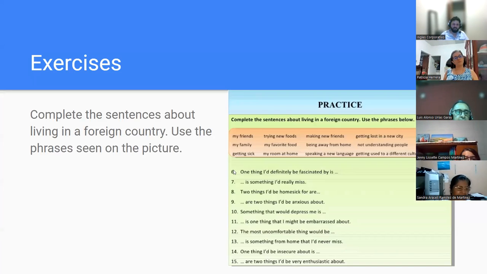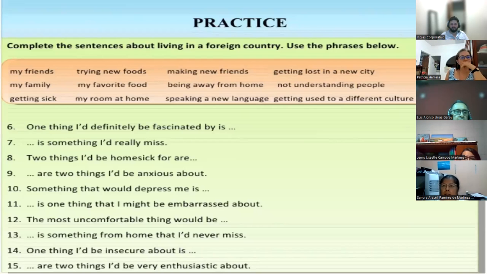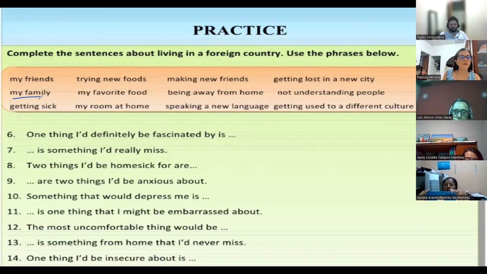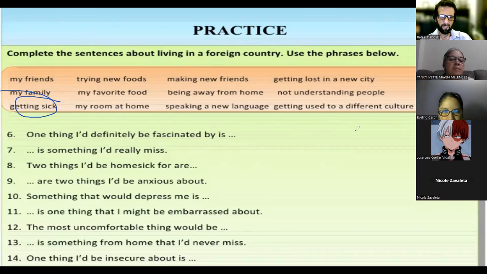All right, guys. So before we get started with non-defining relative clauses, okay, I have some exercises for you from the relative clauses topic. I want you guys to fill out the next information with the right option, okay? For example, one thing I'd definitely be fascinated by is, and then you choose: my friends, my family, getting sick, right? I don't think the one thing that you'd definitely be fascinated by would be getting sick, right?